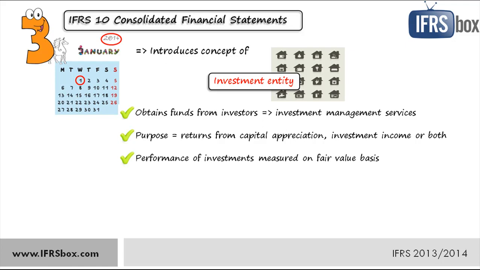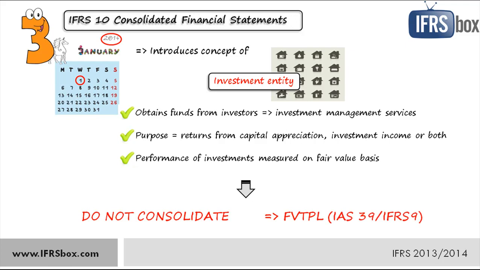So, if you identify that your company meets the definition of an investment entity, then this investment entity, or your company, doesn't need to consolidate its subsidiaries in line with IFRS 3, but instead measures them at fair value through profit or loss in line with IAS 39 or IFRS 9.